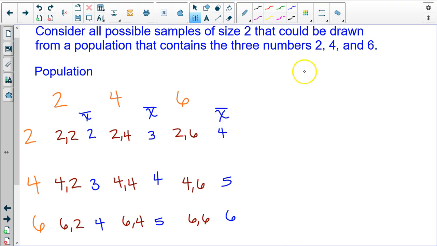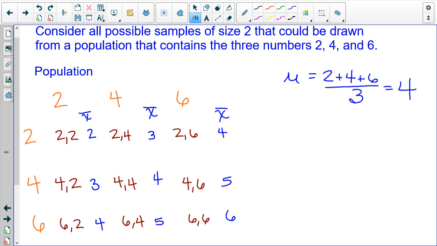All right, what's the population mean? If the population is 2, 4, and 6, then the mean is what? Don't you just add them all together and divide? So 2 plus 4 plus 6 divided by 3, which is 4. Now, do you remember what you had to do for population mean?